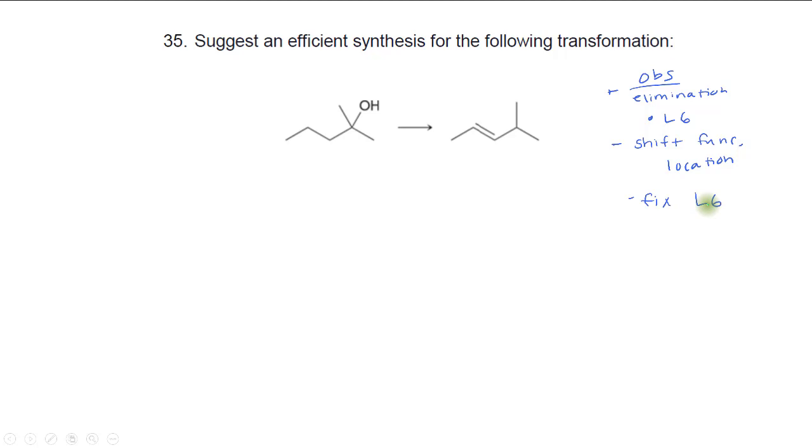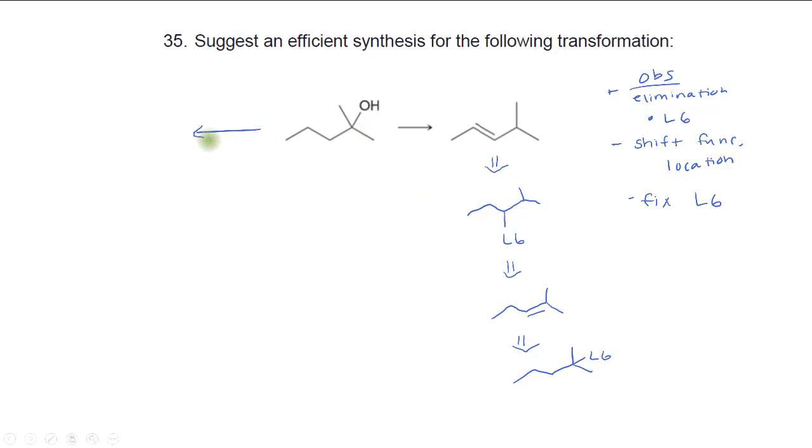Okay, so if we were to work in a backwards direction, in order for me to do an elimination here, I need to have a leaving group there. So I can put a leaving group here. And in order to get a leaving group there, I probably need to have an elimination here or a double bond there. And then that could be the result of a leaving group here. So this is pretty much like the alcohol over here. So if I'm going to go in the forward direction, I'll just do it on this side.